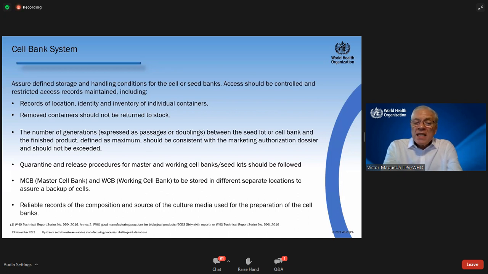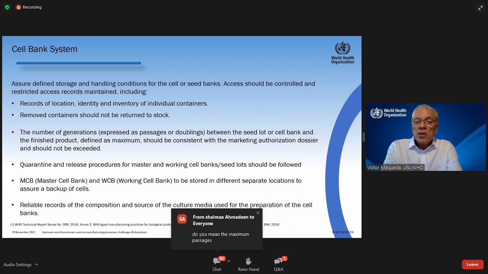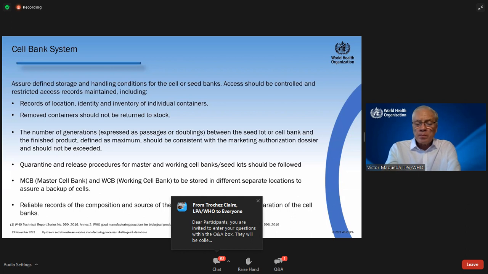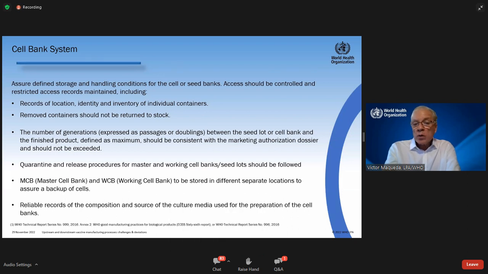Of course, quarantine and release procedures for master and working cell banks should be followed. This is something important because it also resembles any other pharmaceutical product. So for cell banking, even with the challenges of storing, for example, in liquid nitrogen, we need to have the quarantine and reject sectors and areas, even in an ultra freezer or in a liquid nitrogen tank.